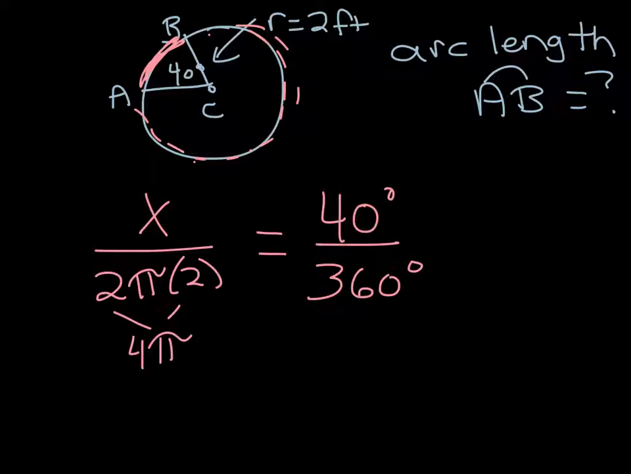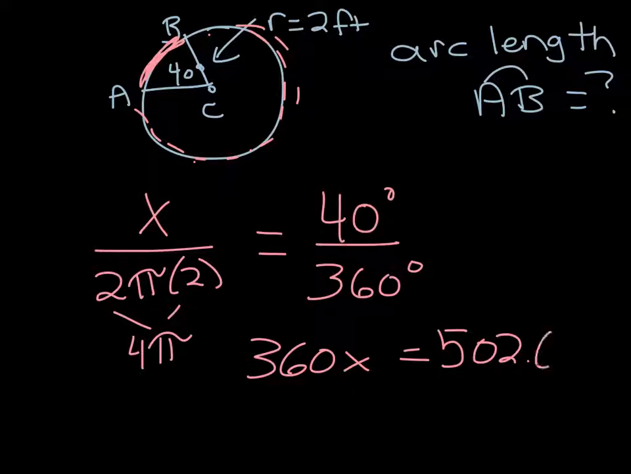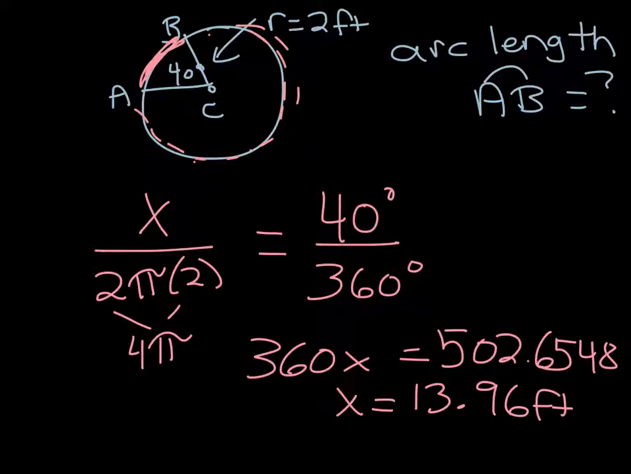So now I'm ready to solve. I can do my cross products. 360x equals, I need to do 40 times 4 times the pi button on my calculator, which is about 502.6548. Divide through by that 360, and my x is 13.96. So if I had said to the nearest tenth, about 14 feet, because my units are feet.